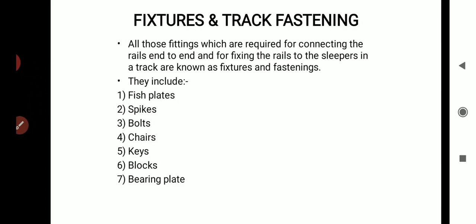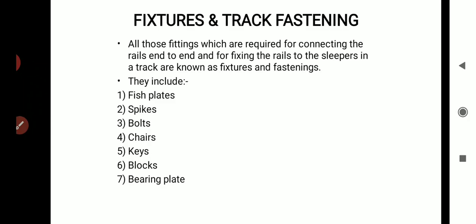All those fittings which are required for connecting the rails end to end and for fixing the rails to the sleepers in a track are known as fixtures and fastenings. That means the fittings or fasteners commonly used to connect rail to rail and rail to sleeper. Some fasteners are used to connect rail to rail, and some are used to connect rail to sleeper.